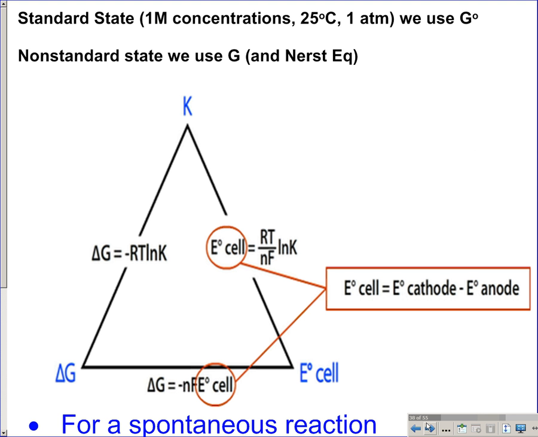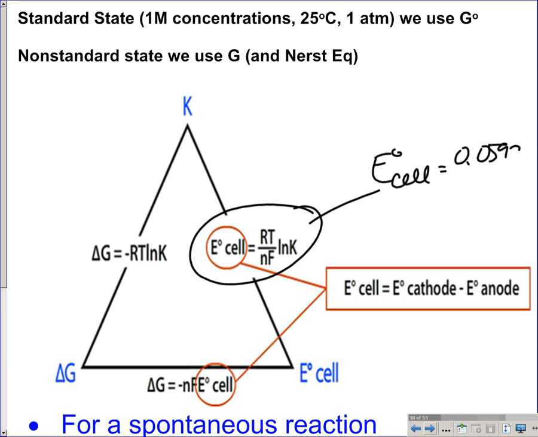Oh, this is just a quick reminder. You know that this right here was the equivalent of saying 0.0592 over n log of K, because this was at equilibrium. You don't really need to know that one though, so we just write that down.